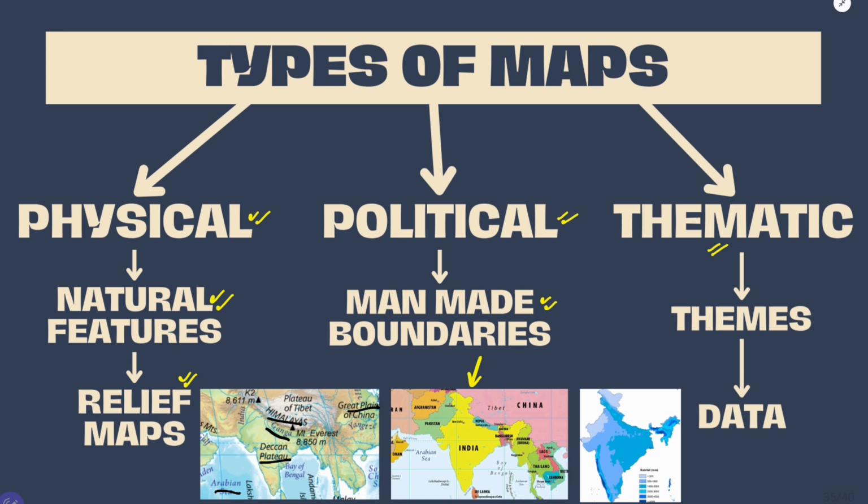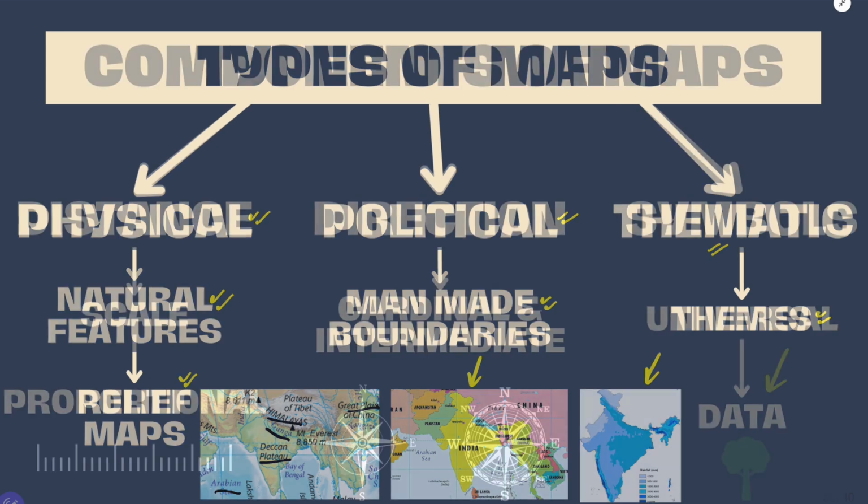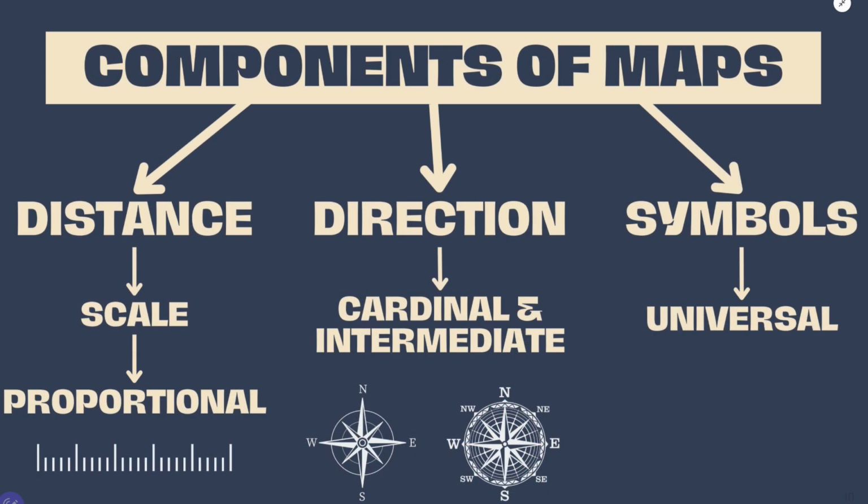And thematic maps are maps on different themes that are based on specific data, for example, the rainfall pattern of India. Then we saw the components of maps. The three components are distance, direction, and symbols. To measure accurate distances on a map, we use a scale, and we saw that the measurement of a scale is proportional to the actual distance on the ground.